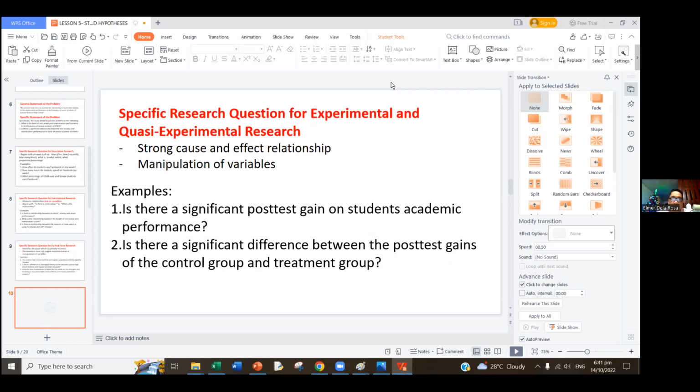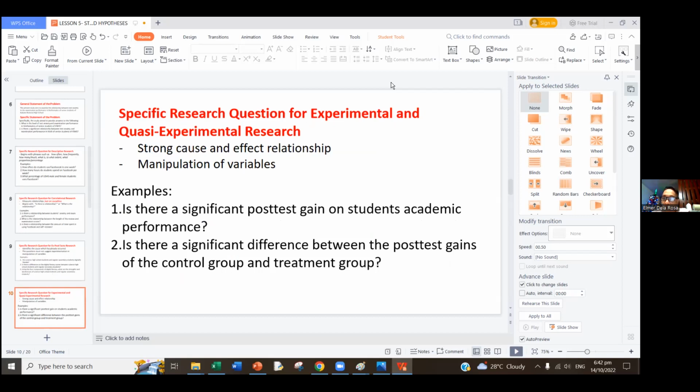And the last one is, how do we specify research questions for experimental and quasi-experimental? They are the same. For quasi and experimental research questions, you make use of the same question. Here, there is manipulation of variables, so we can have a cause and effect relationship, especially true experimental. So how do we state the specific question? Is there a significant post-test gain in students' academic performance?